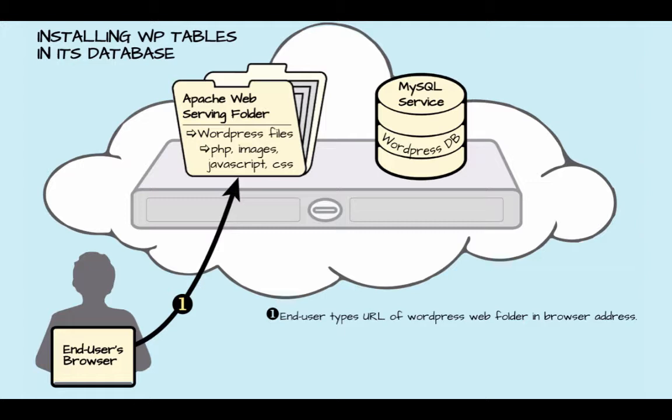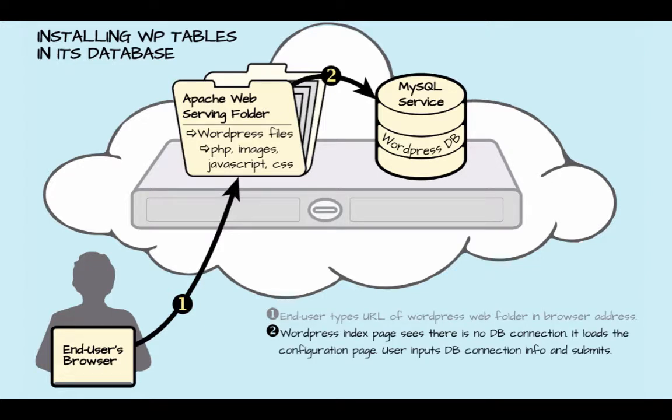Okay. So anyway, the end user is going to type the URL of that web folder in the browser. And then WordPress, the index page, is going to see that there's no database connection, so it's going to load the configuration page. And the end user on your browser, you're going to input the database connection information and submit it. The next step is that MySQL is going to return results.